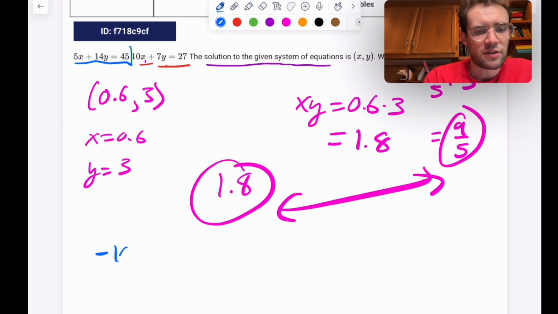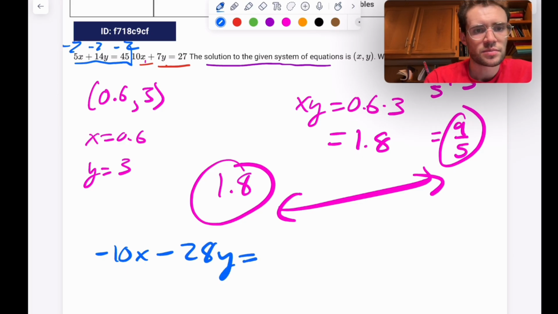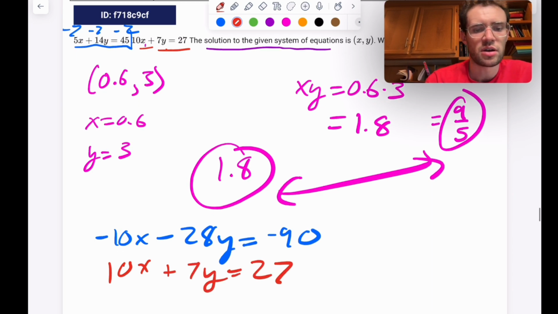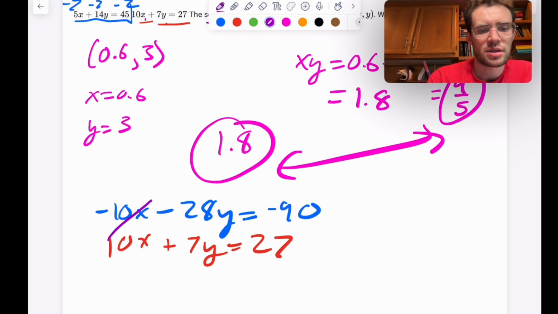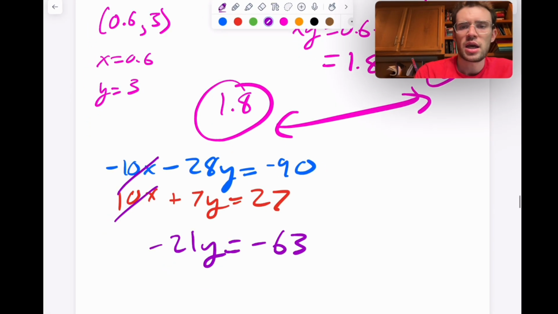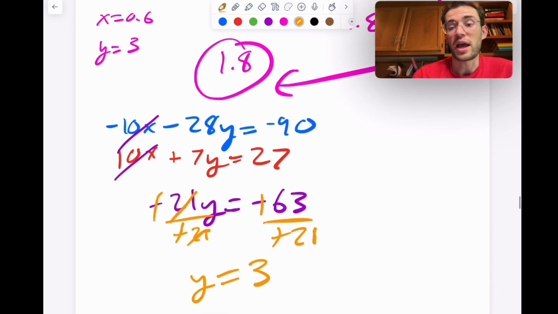I'm going to multiply the first equation, so that's -2, -2, -2. That gives us -10x minus 28y equals -90. The second equation we just leave as is: 10x plus 7y equals 27. If we combine these, the x's cancel out, and we get -21y equals -63. Then divide both sides by -21, the negatives cancel, and y equals 3.